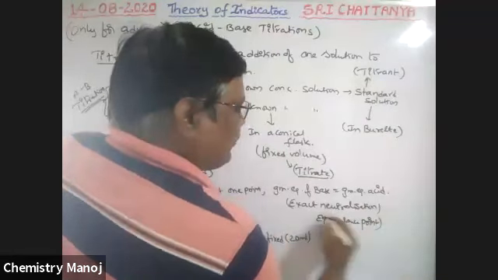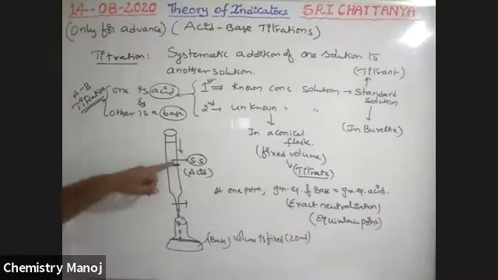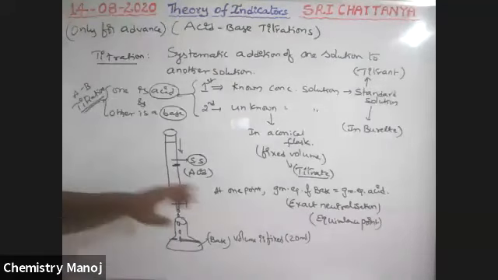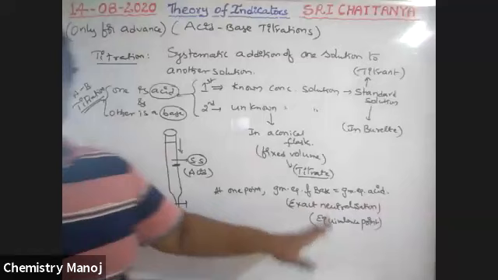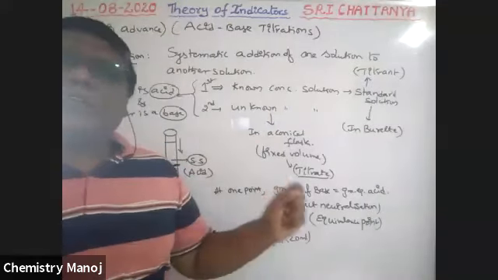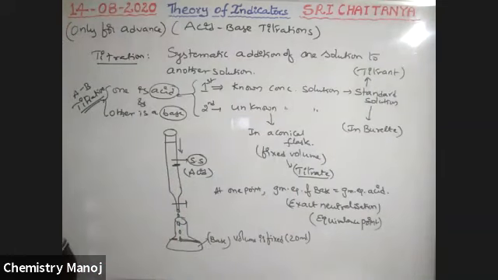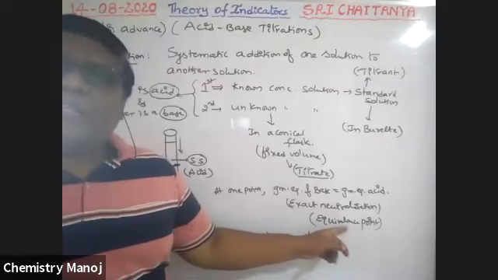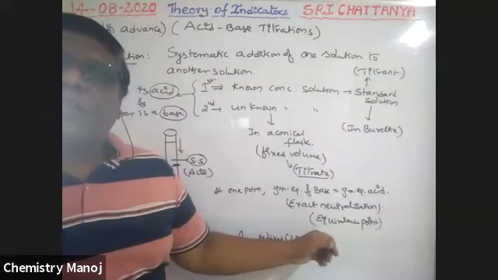Equivalence point is the volume at which the gram equivalence of the base is equal to the gram equivalence of the acid. That point is called the equivalence point. Okay, so this is the equivalence point, boys. Our target is to find out this equivalence point.